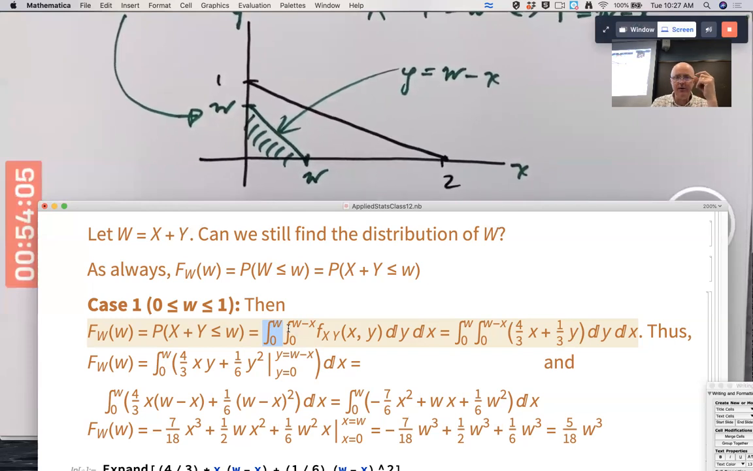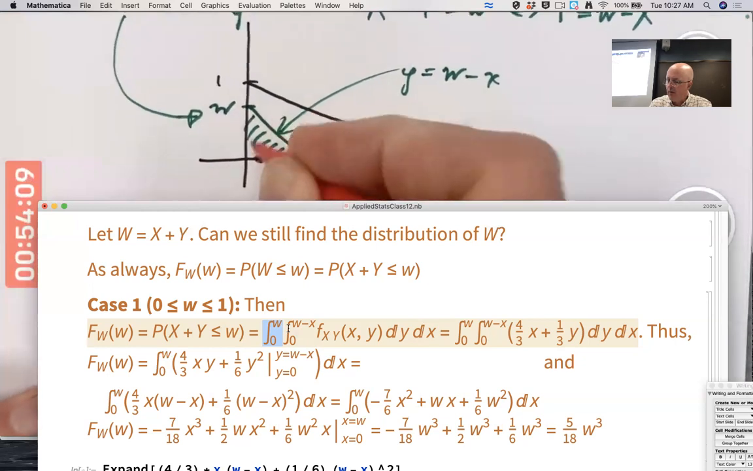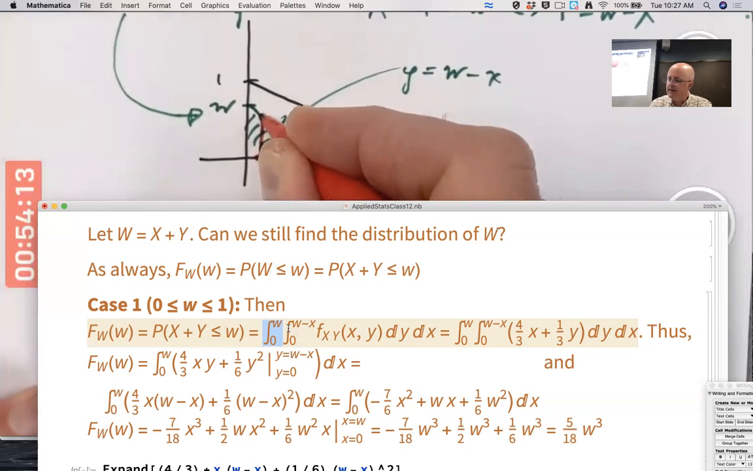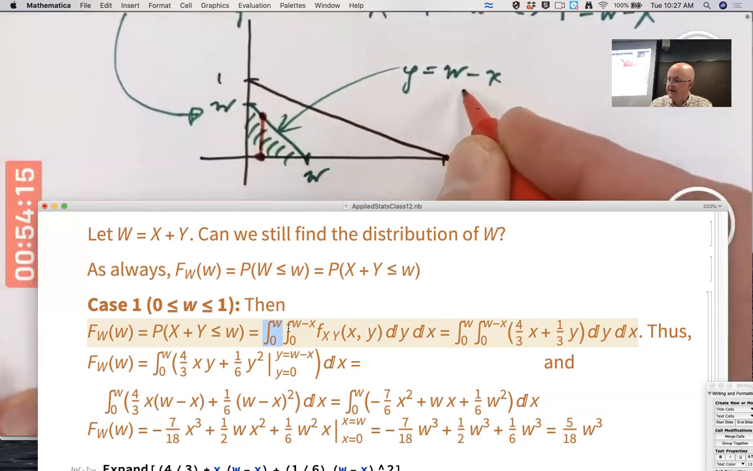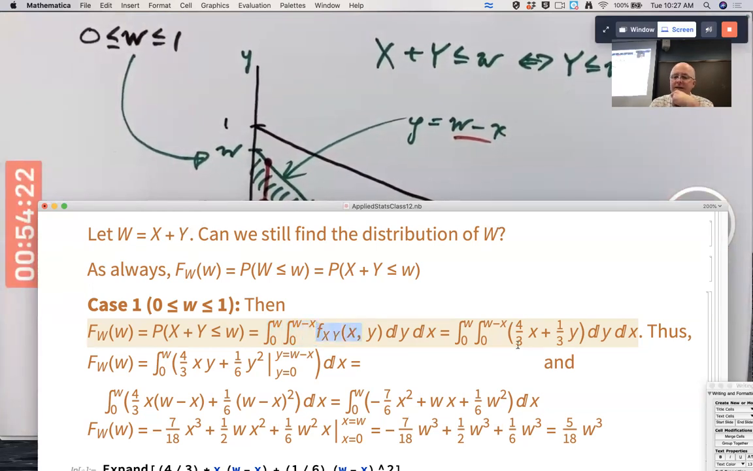For any fixed value of X between 0 and W, Y goes from the second coordinate of this point to the second coordinate of that point, 0 to W minus X. Those are the limits of integration for the inner integral of the joint PDF, which is this, and I cannot factor that as the product of the marginal PDFs. If I do, I'd get the wrong answer.